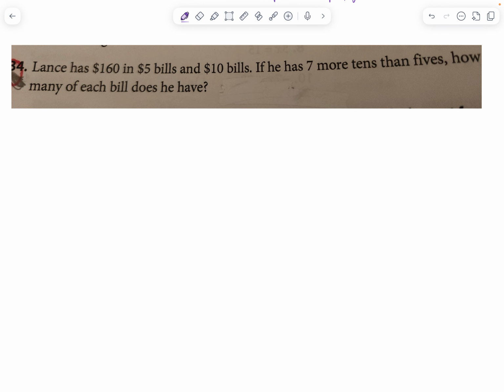So we have 2 different kinds of bills. You might have chosen different letters and that's fine. But I'm going to say that F is going to represent the number of $5 bills. Maybe he has 5 $5 bills, or maybe he has 25 $5 bills. I don't know, but that's one of the things that we want to know. And I'm going to use T to represent the number of $10 bills. So these are the 2 variables that I'm using.